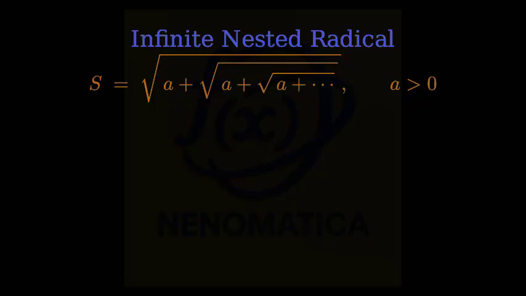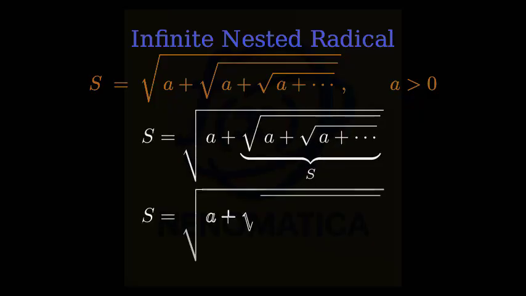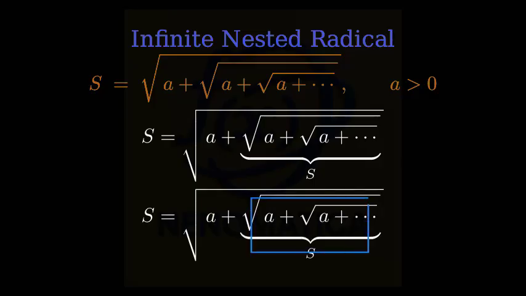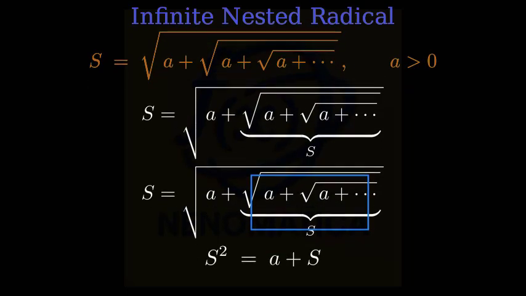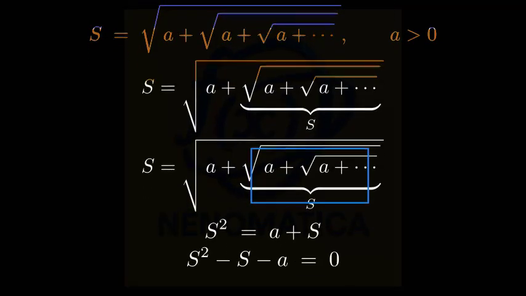The key observation is self-similarity. The part after the first a is the same infinite radical again, so we can label that whole repeating piece as s. Now, we turn the picture into algebra. If s equals that square root expression, then squaring both sides gives s squared equals a plus s. Let's move all terms to one side. We get s squared minus s minus a equals 0.